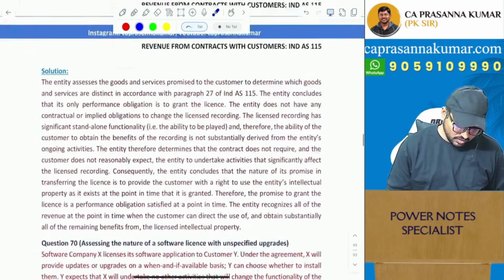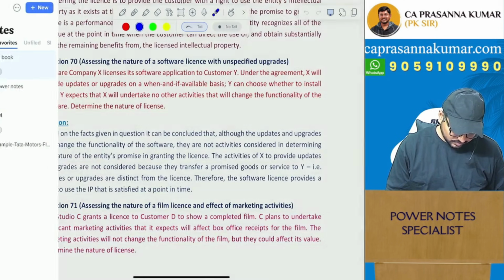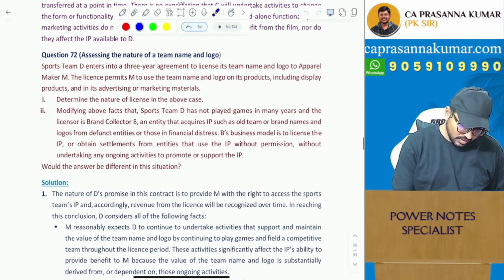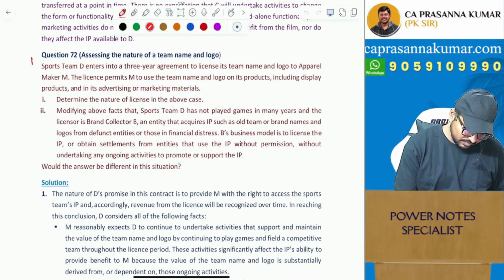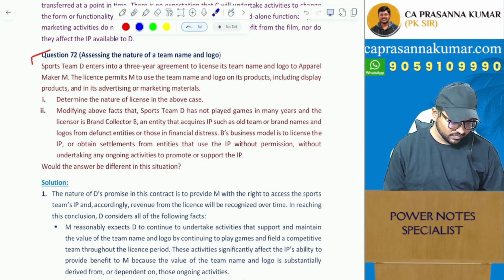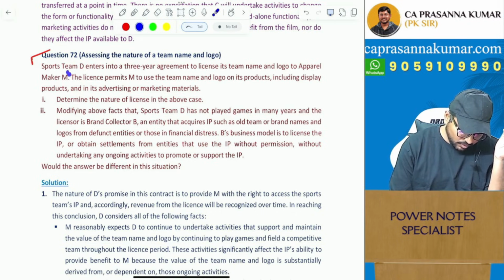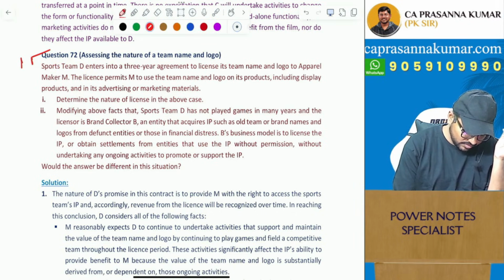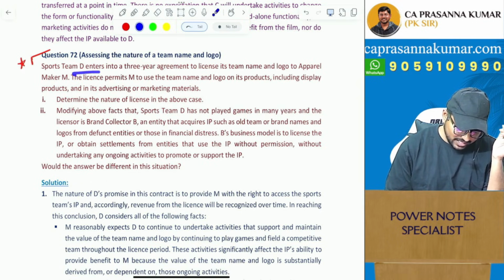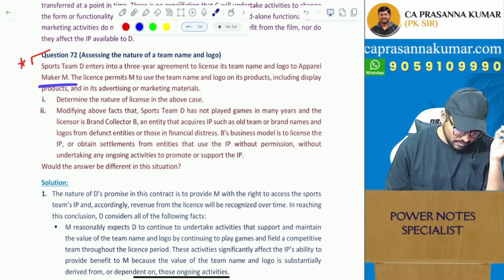Right. Moving on. The question carry 72. Now come to question number 72. Ready? Okay. Sports team D enters, this is important and mark it as important. Sports team D enters into a 3-year agreement to license its team name and logo to apparel maker M.